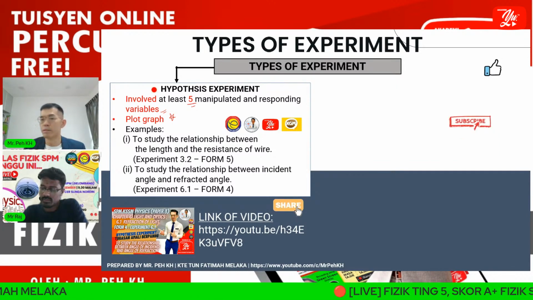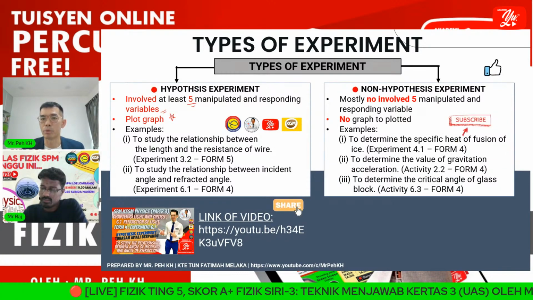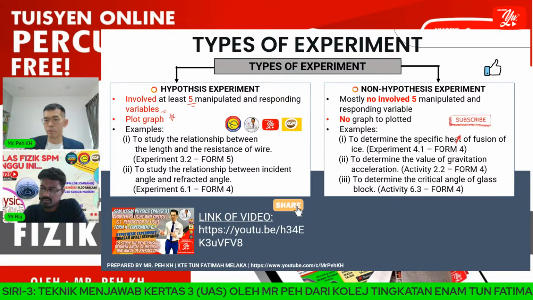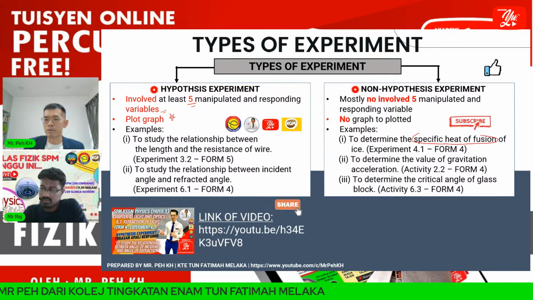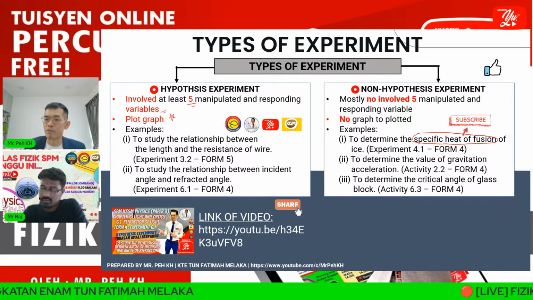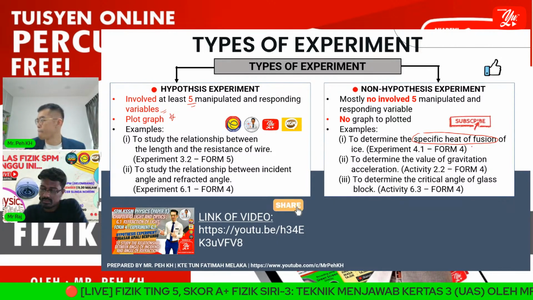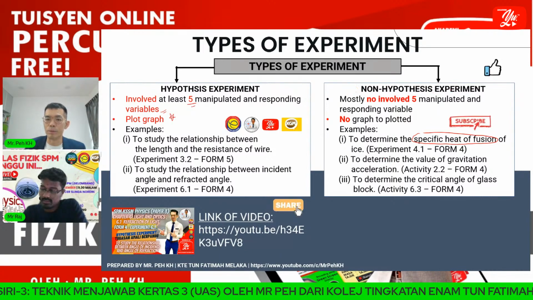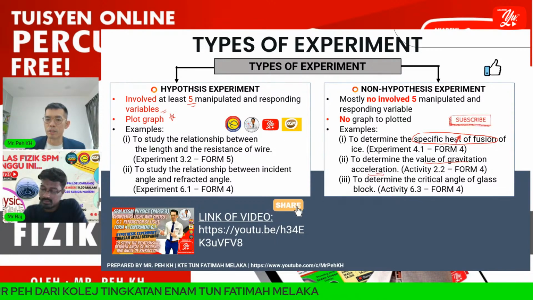Okay, so here, another type will be the non-hypothesis experiment. Here, mostly there will be no manipulated variable or responding variable, because here they need to determine a specific parameter. For example, here we have the specific heat of fusion of ice, where the experiment you can find in Form 4 syllabus experiment 4.1.